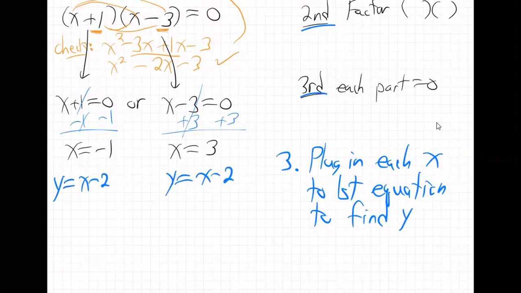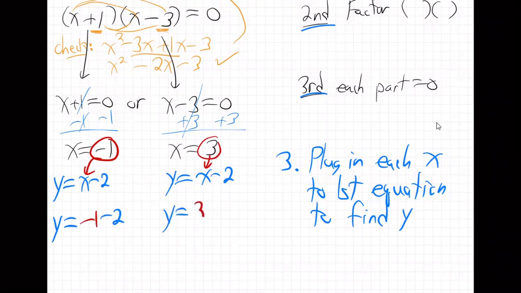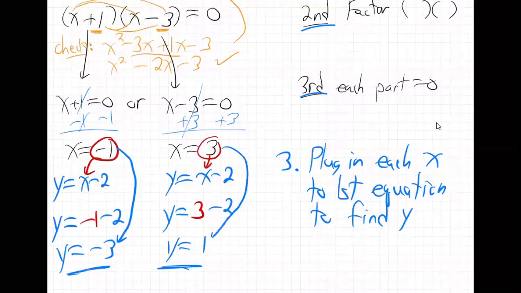So we're going to plug it in. Boom, and plug it in. Boom. And we get y equals -1 minus 2, and y equals 3 minus 2. So y is -3, and y is 1. -3 and 1. And that goes, so x -1 led to y -3, x positive 3 led to y 1.